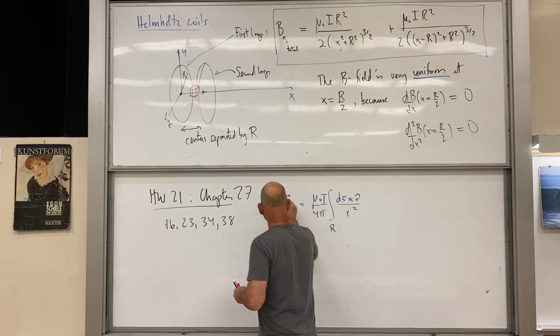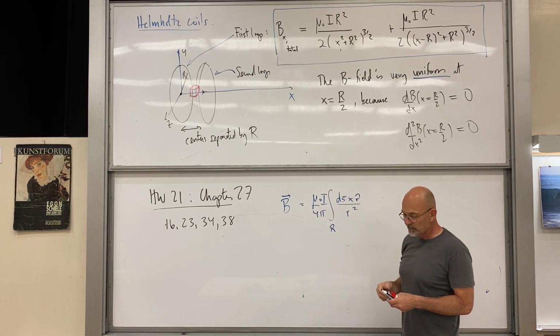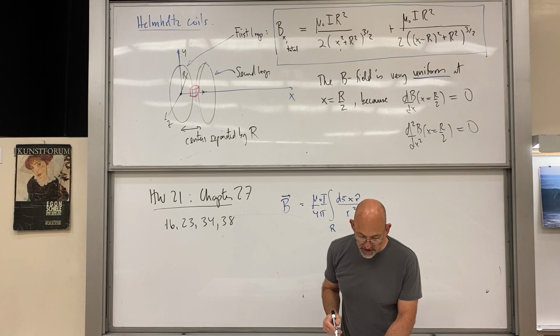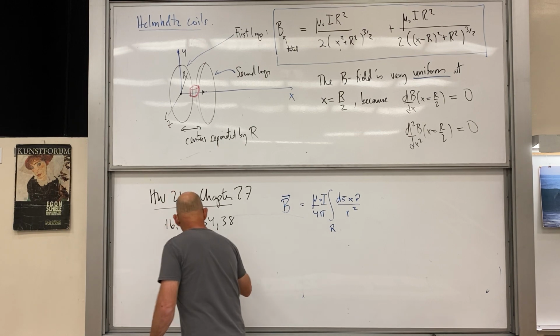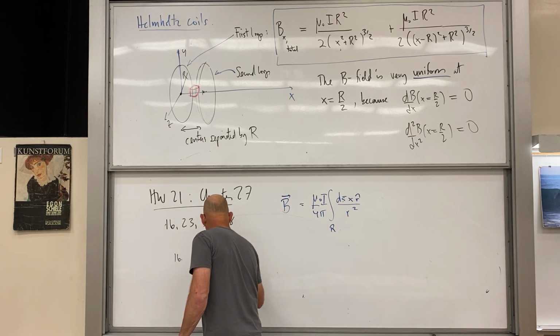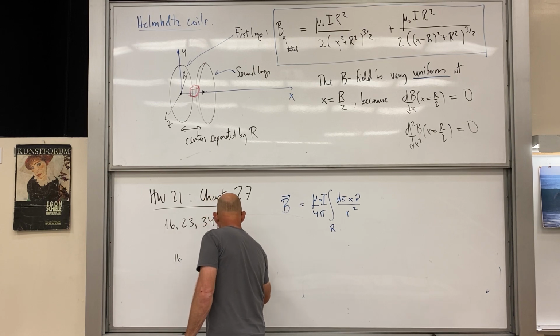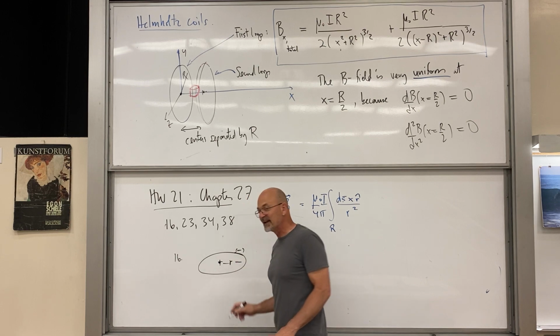So here is a B field that we want to calculate, and it is of a hydrogen atom model in which the electron orbits the proton. Okay. So this is for 16. We've got a proton, which is a positive charge, and we've got an electron, which is a negative charge, orbiting the proton at some radius.